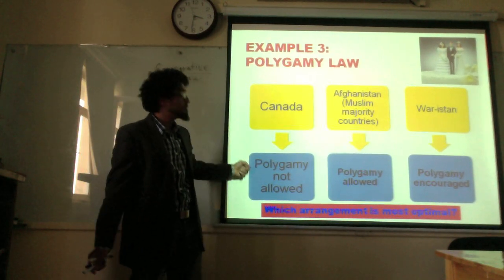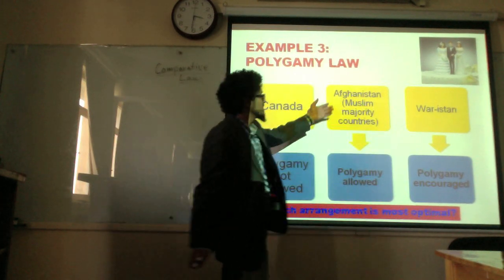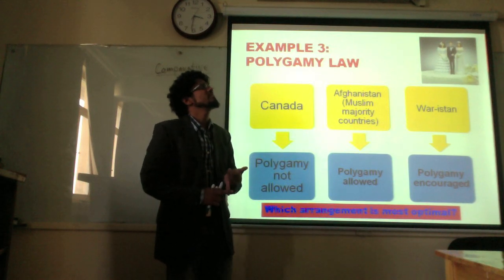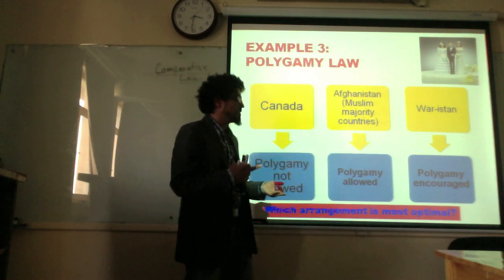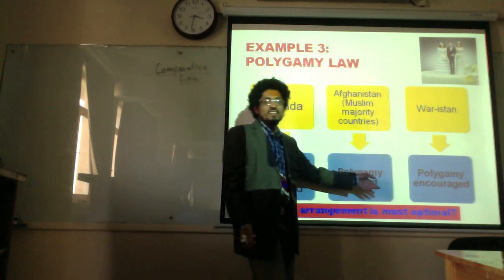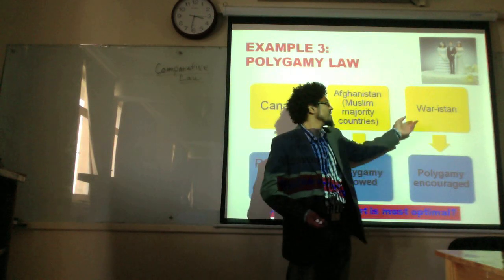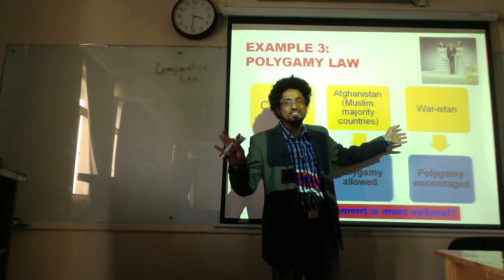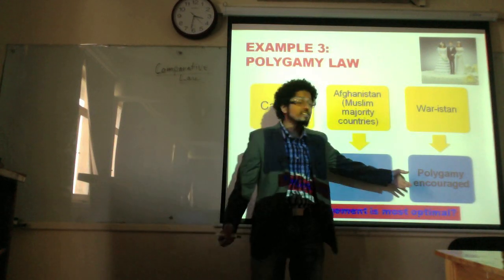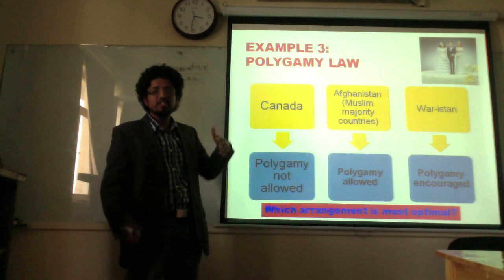So in Canada, polygamy is not allowed. It's just something that's not permitted by the law. Let's say in Afghanistan and many Muslim majority countries, Malaysia, Indonesia, other countries, polygamy is allowed. And let's just take this fictitious country, I'll just call it Waristan, but it's not Waziristan, just so you guys know. It's just Waristan, and maybe in this country, polygamy is encouraged. So then, how do we understand which law is the most optimal?